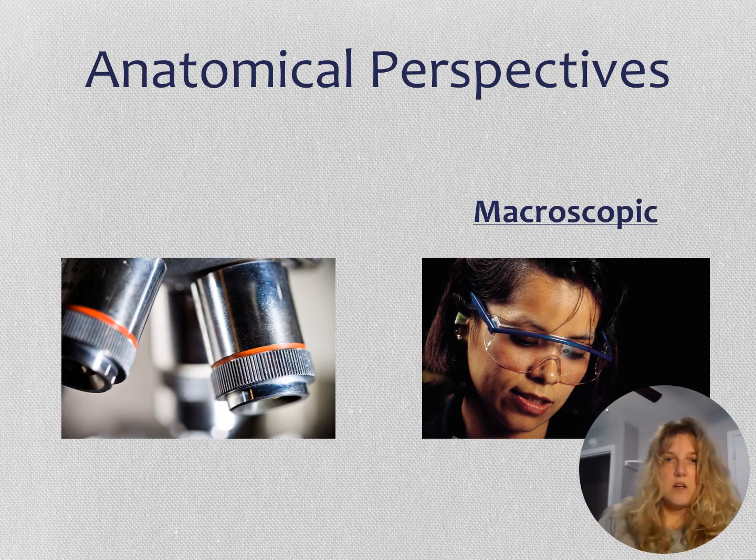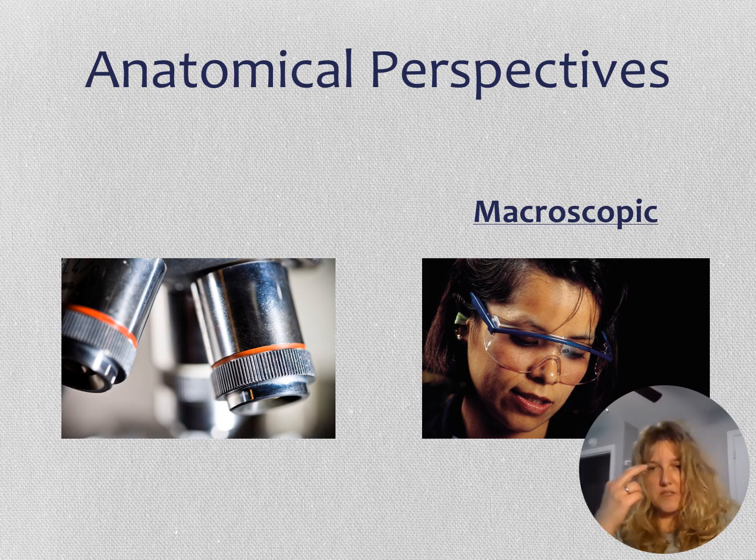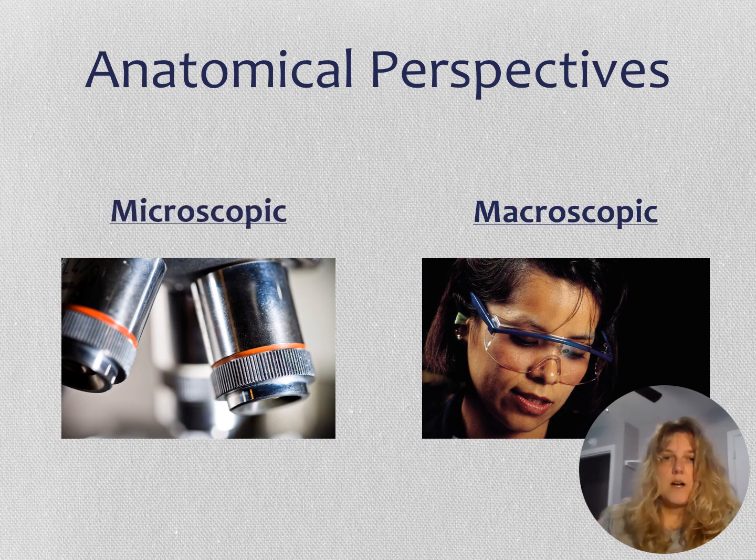Now, when we talk about anatomical perspectives, there are two ways that you can perceive information. Macroscopic, meaning we can see it visually, at eye level, with our eyes, or we can look at it microscopically, which is where you have to have the help of something in order to see it because it is so tiny. And unfortunately, nothing is ever simple. We have to subcategorize everything.